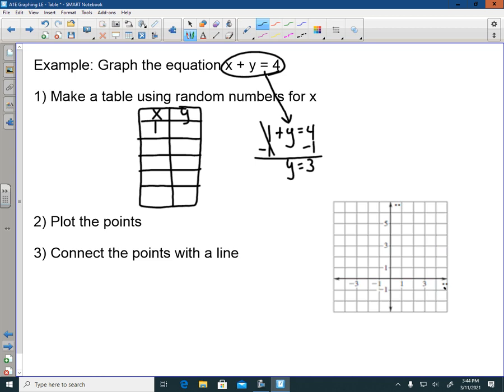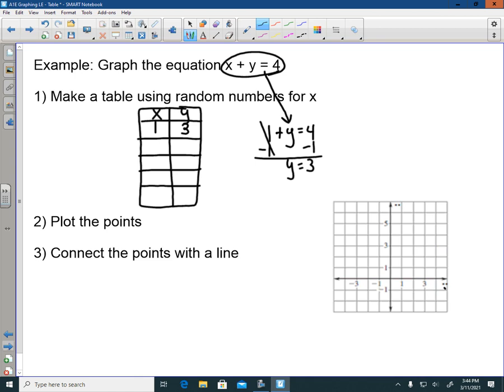So when x is 1, y is 3. And then you just pick another number for x. It really doesn't matter what it is. It doesn't matter if you pick numbers in order. I suggest a couple of positive numbers, a couple of negative numbers. I also suggest 0 is a good one to pick.